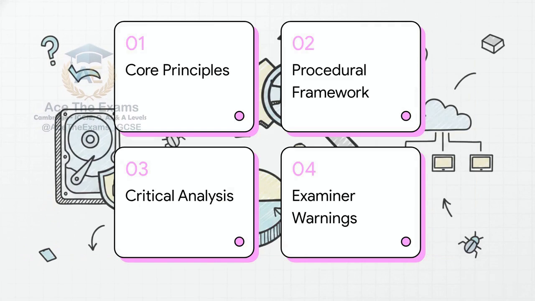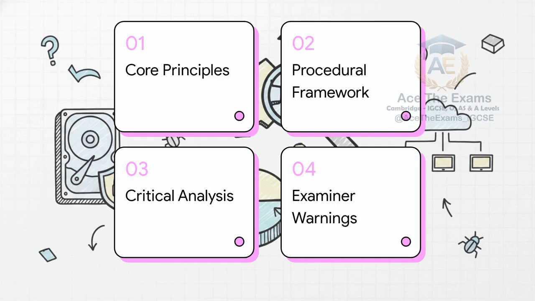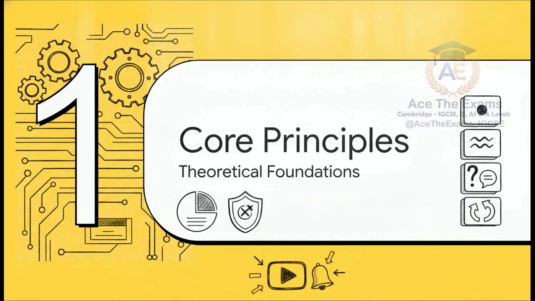So here is our clear, no-nonsense roadmap for today's masterclass. 1. We're locking down the core principles. 2. We're implementing the procedural framework. 3. We're diving into critical analysis. And 4. We are exposing the top examiner warnings so you don't fall into the same traps everyone else does. Let's jump straight into section 1.